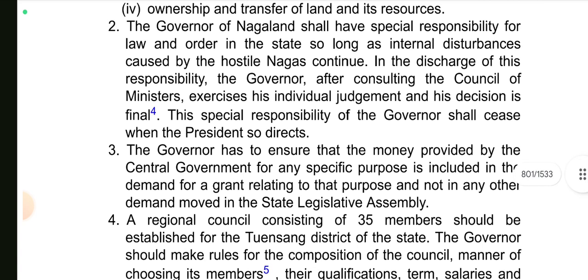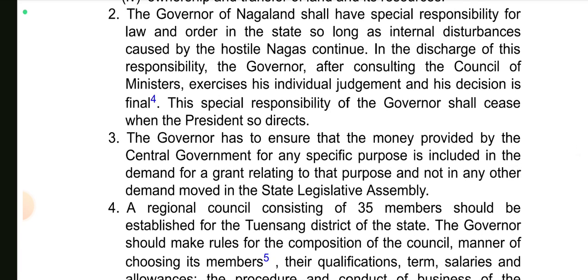The Governor of Nagaland shall have special responsibility for law and order in the state so long as internal disturbances caused by the hostile Nagas continue. In the discharge of this responsibility, the Governor, after consulting the Council of Ministers, exercises his individual judgment and his decision is final. This special responsibility of the Governor shall cease when the President so directs.